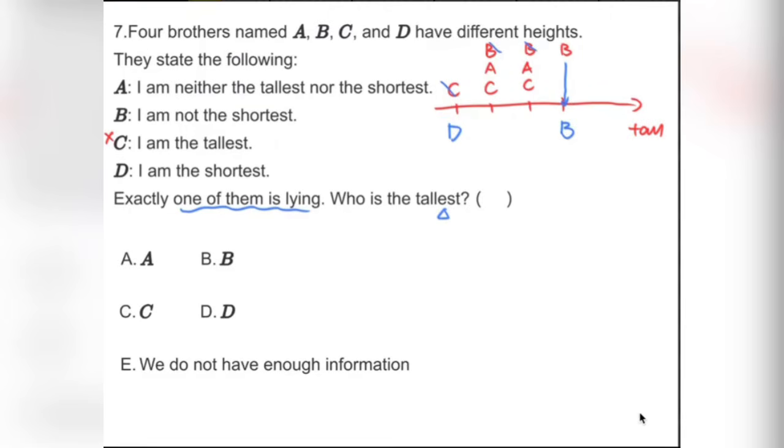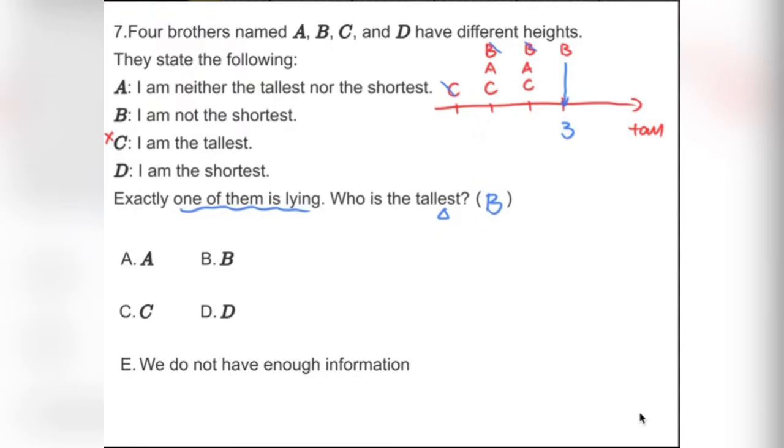Then what about the 2 positions in the middle? Actually, maybe A, maybe C, right? For these 2 people, we cannot confirm. So maybe you just arrange it in this way, or you just put C and A like this. So in this way, you see that there's no conflict. So who is the tallest one? It should be B, okay?